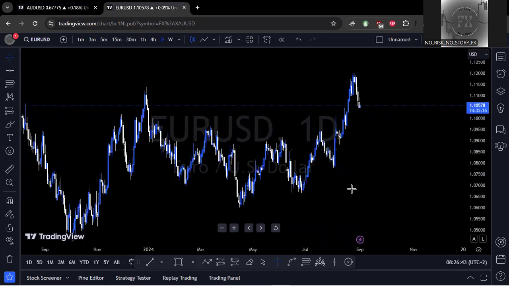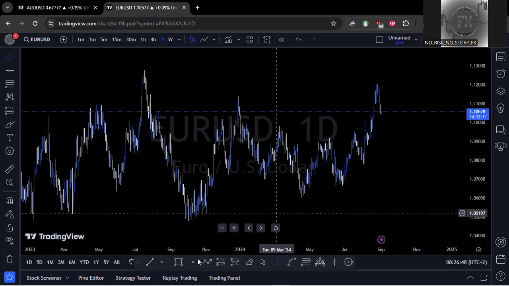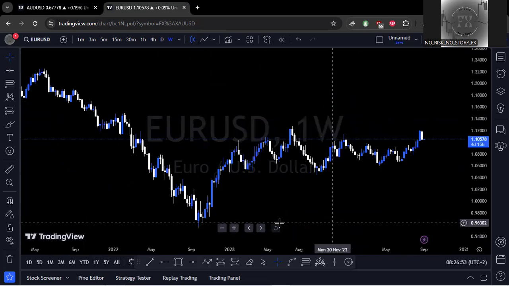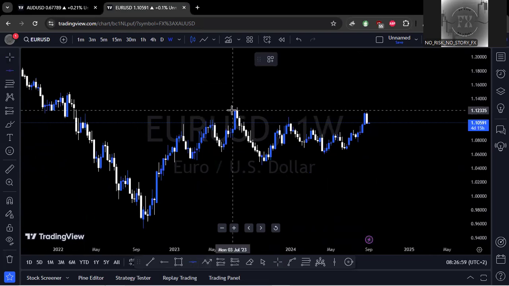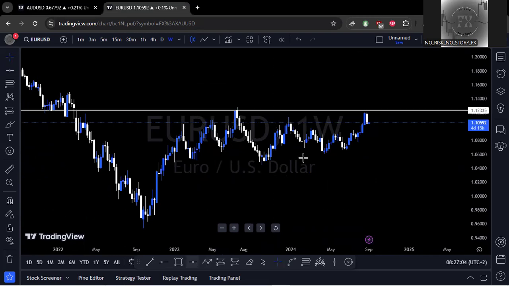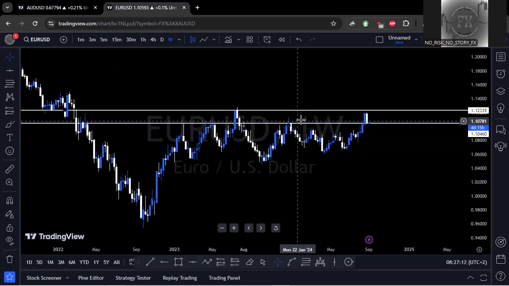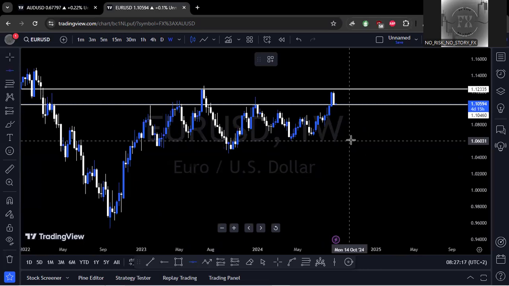EURUSD, as you can see, I'm in my time frame too. So let me go to my weekly and see what's happening here. I don't think, okay, we had this structure point here and also this structure point here. And also my lowest point has to be this one right here.